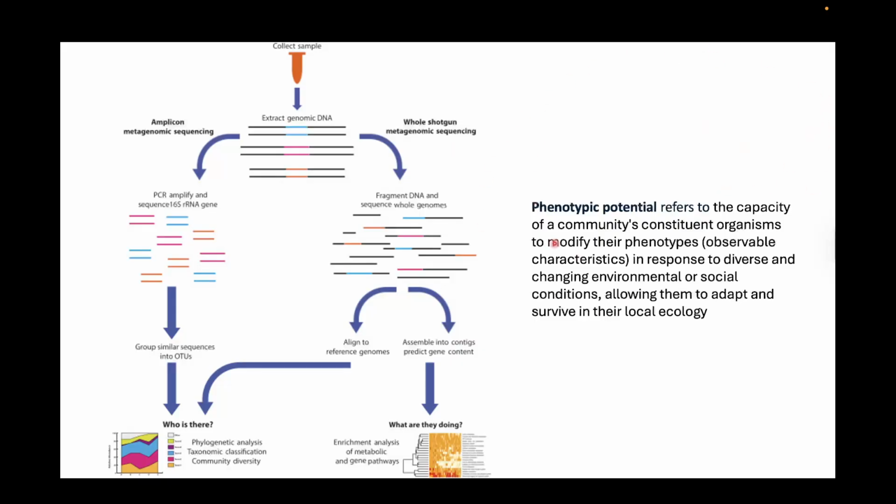So what is phenotypic potential? Phenotypic potential refers to the capacity of a community's constituent organisms to modify their phenotypes in response to diverse and changing environmental conditions, allowing them to adapt and survive in their local ecology and perform a variety of functions. So here is a schematic showing metagenomic analysis answering these two questions. The same metagenomic analysis can give us the community composition: who is there? All these animals are there, or all these microbes are there. And what are they doing? It can also give us the community function of the sample.